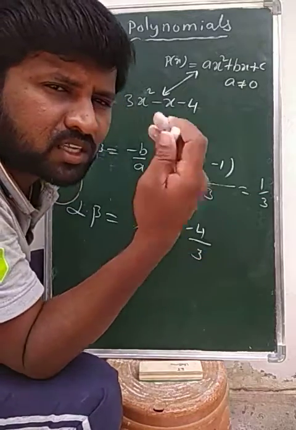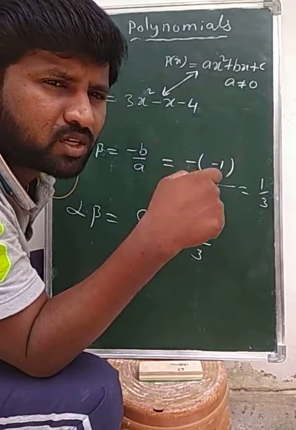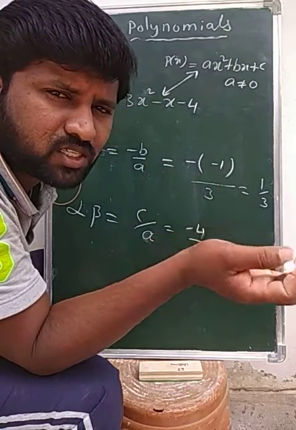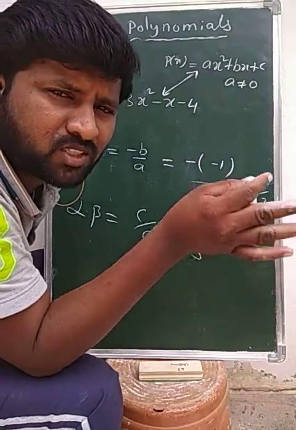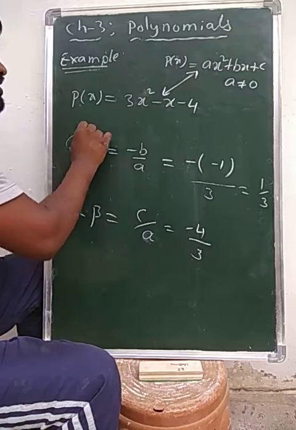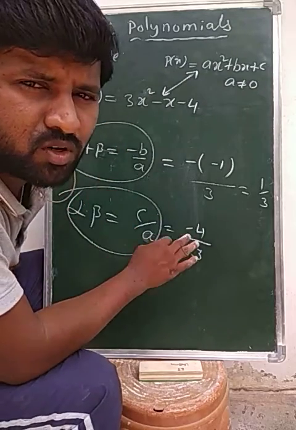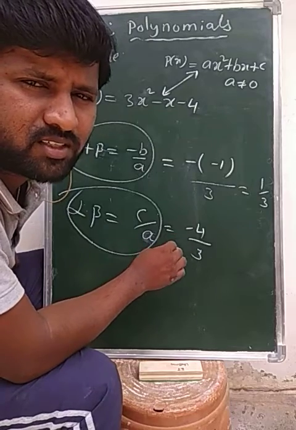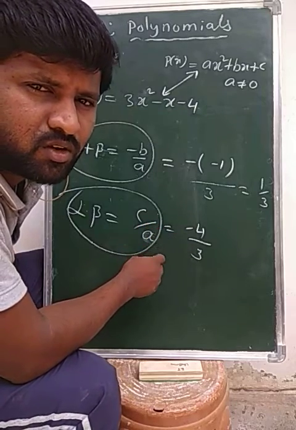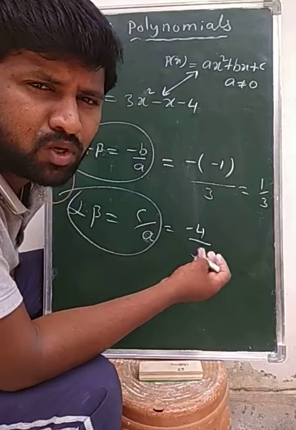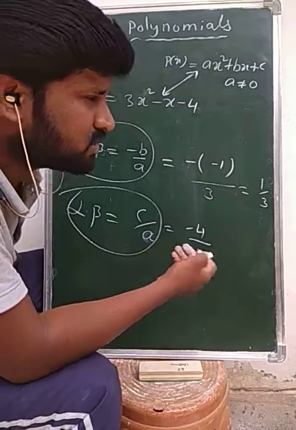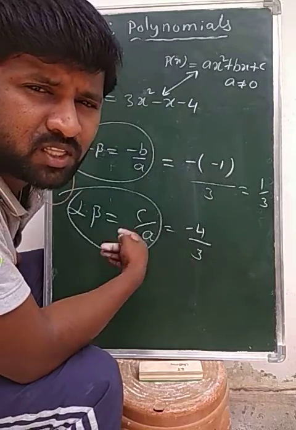So without finding the zeros of a quadratic polynomial, by using this relation we can find the sum of zeros and the product of zeros. So this is the required answer for this question. Okay students, take different polynomials, find the zeros, and verify the relation between them.